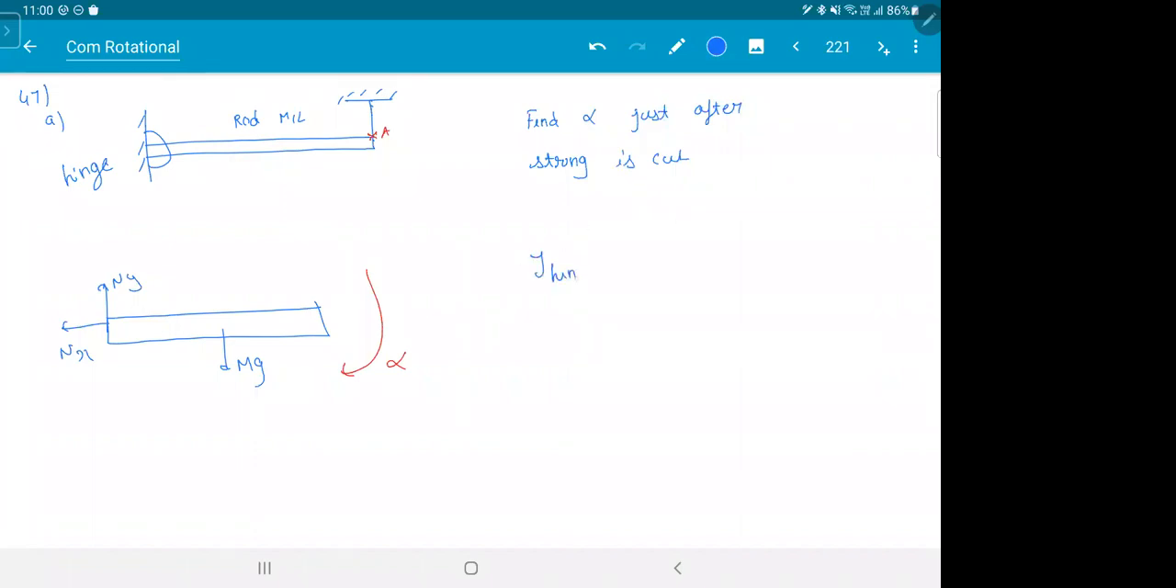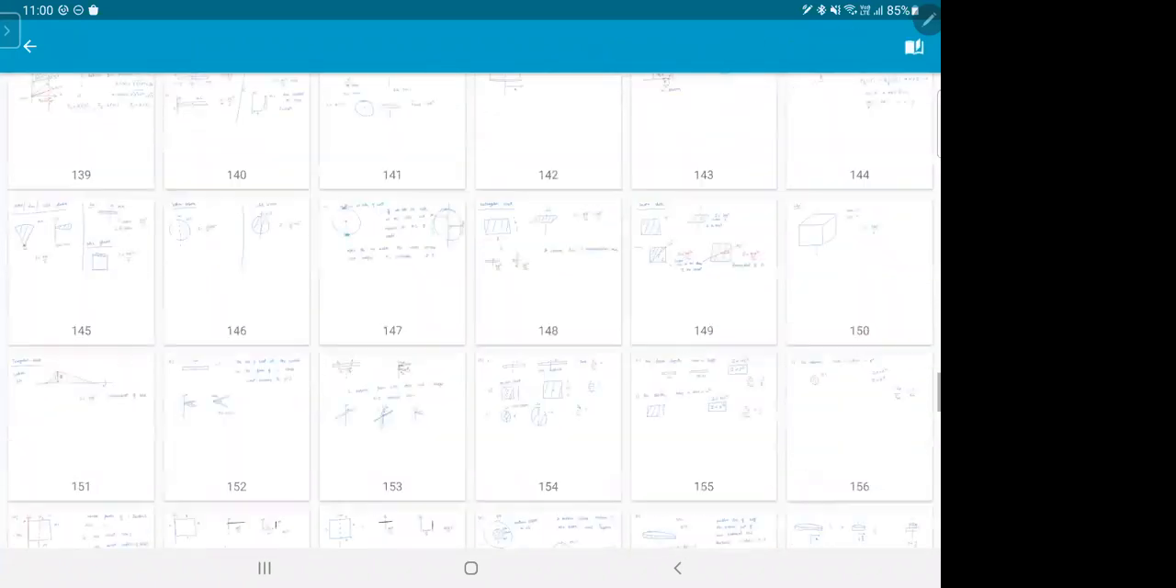What is the torque about the hinge? Torque of Nx, torque of Ny, torque of Mg. This is equal to what? I about the hinge into alpha. If you see now, we used to write this as 0 till now. Remember? Where did we do that?